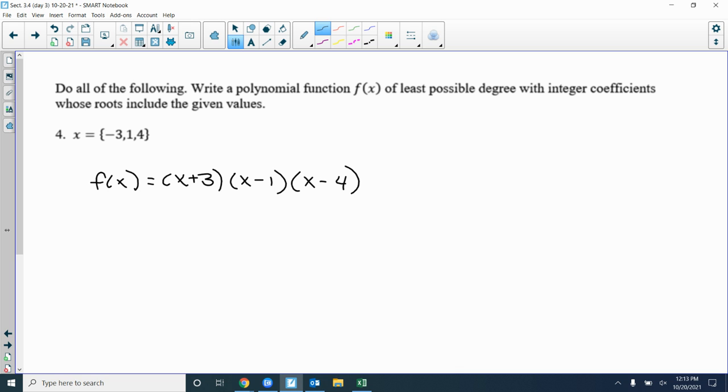Now, we would need to multiply that all together, but I'm not going to go through that here. You can do that. We'll do the next one like that. But that would be the case. You'd multiply those together, get your answer. What degree would it be? Third.